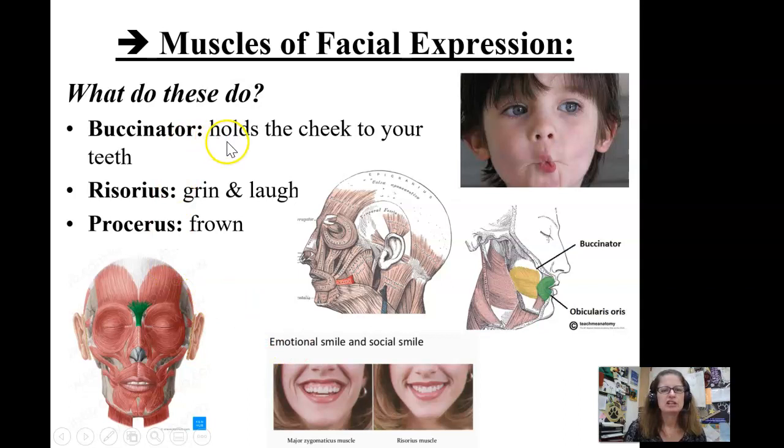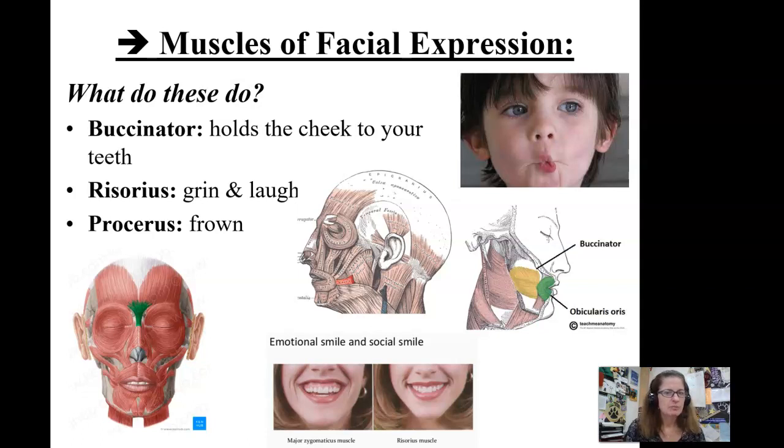The buccinator, this one here, his job is to keep your food in your mouth, in essence, kind of keeping your cheek to your teeth. So in other words, if you're making the fish face, trying to do fish lips, you're engaging those buccinator muscles. It's right behind the mouth. So here's your orbicularis oris. The buccinators are right here at your cheeks.